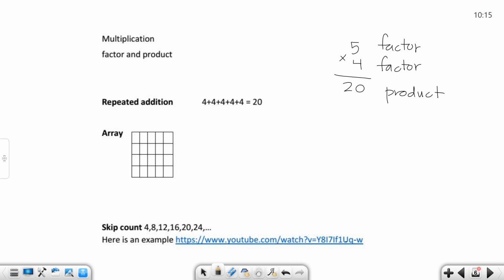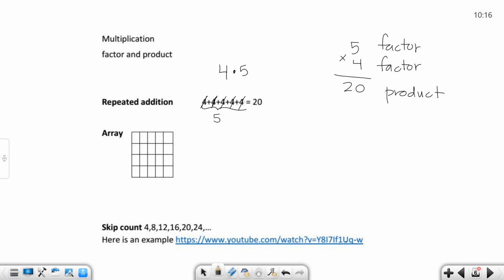Now, as far as the different types, you've got these different types. The first is repeated addition. So if I was thinking of 4 times 5, that means I'm going to take 5 4s or 4 5s. In this case, 1, 2, 3, 4, 5. I took 5 of those. So repeated addition means I'm going to add 4 to itself 5 times. 1, 2, 3, 4, 5.